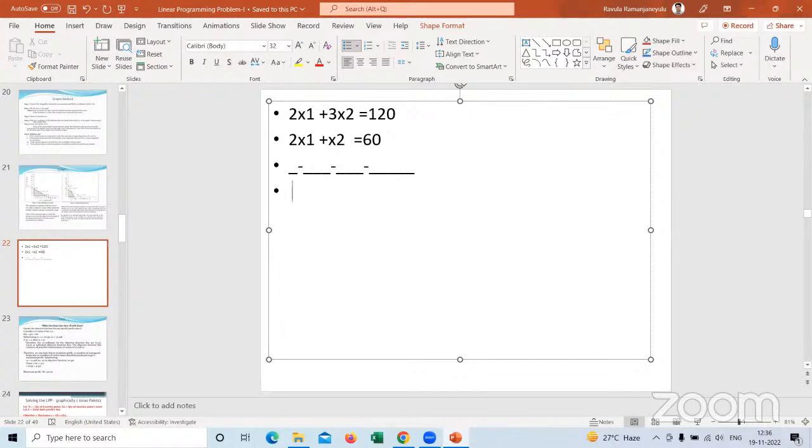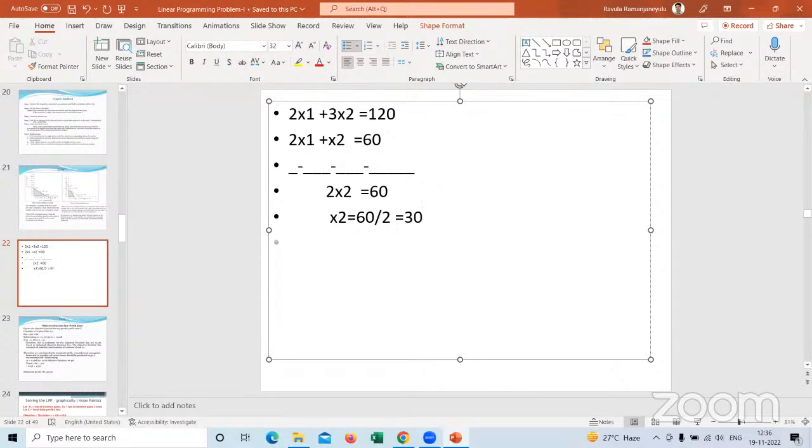So this becomes 0. This becomes 2x2 equals 120 minus 60, which is 60. If you go with the equations continuously, x2 equals 60 divided by 2, that is nothing but the x2 value is 30.